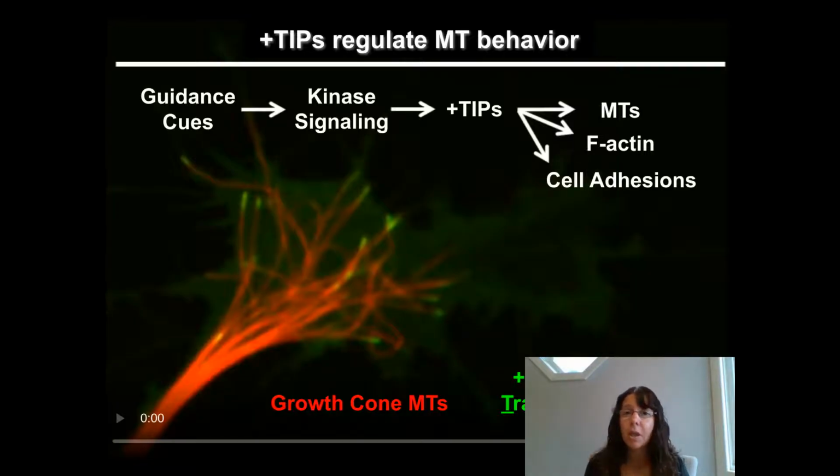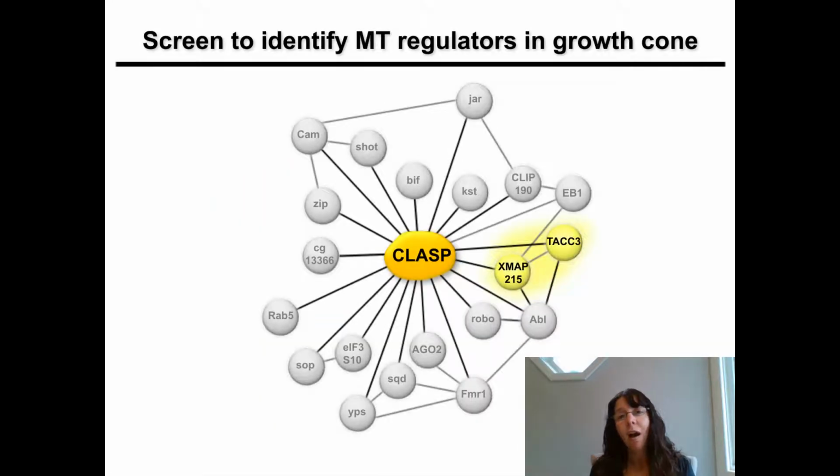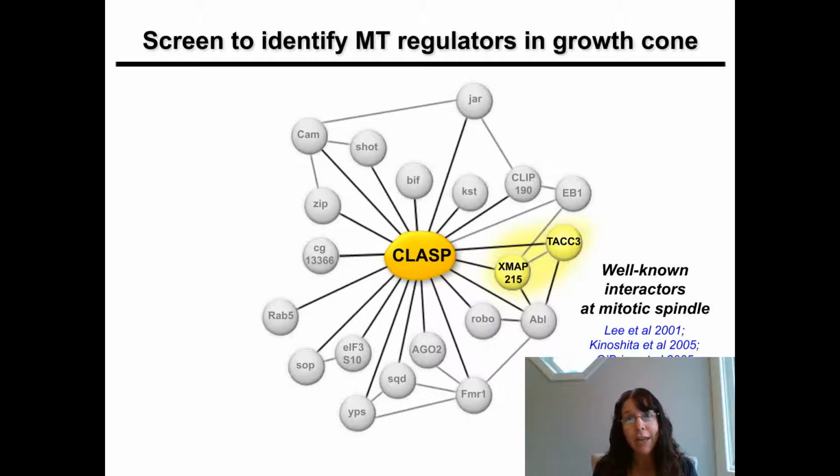So back when I was still a postdoc at Harvard Medical School, I did a screen to identify new microtubule regulators that could be plus tips that might be playing a role within the growth cone to promote axon guidance. It was a very fruitful screen. I used Drosophila. It's a great screening platform. I identified a number of potential microtubule regulators. The two that I'm going to be focused on for this talk are XMAP215 and TACC3. It's been known for over a decade that these two proteins bind to each other and interact to regulate cell division, but there was little known about their functions during neural development when I studied them.